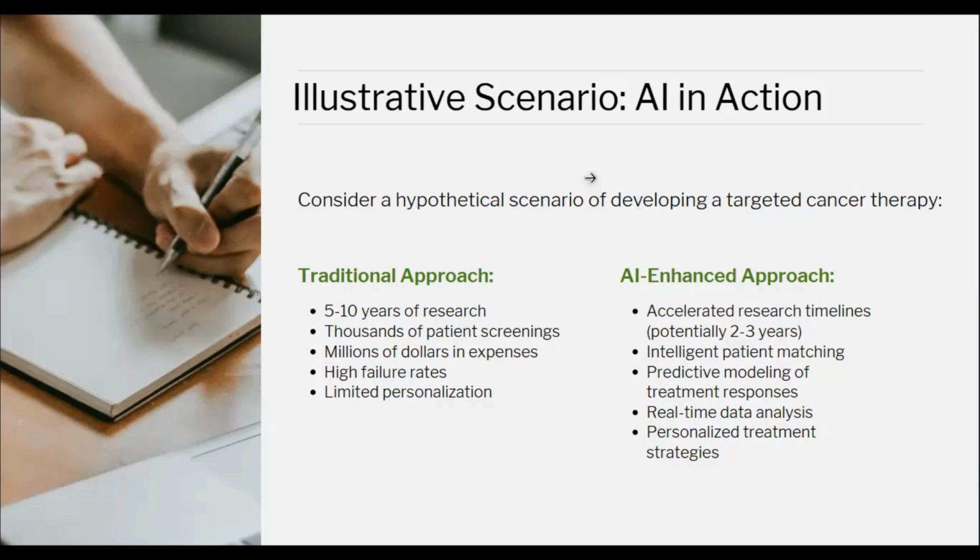Fine. Intelligent patient matching can be done through AI, along with predictive modeling of treatment response and real-time data analytics. A personalized treatment strategy can be designed through AI, because AI can predict personal behavior and can suggest the right medicine or the right doses also.